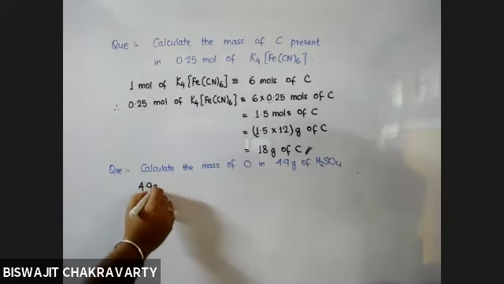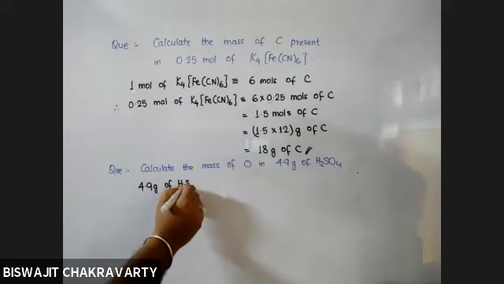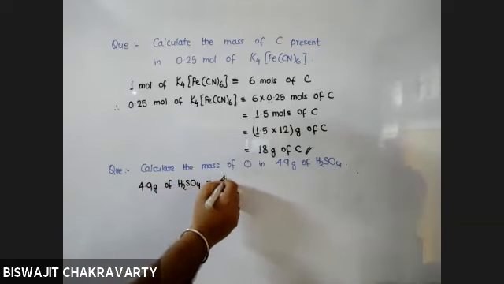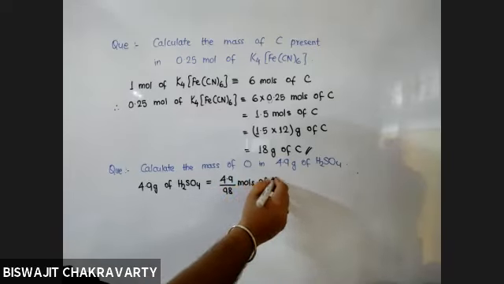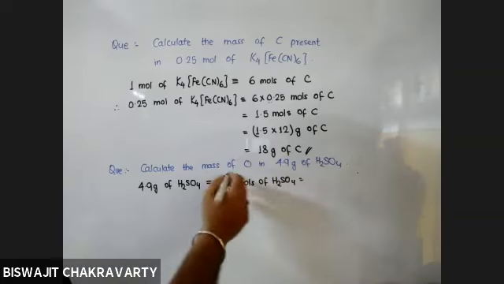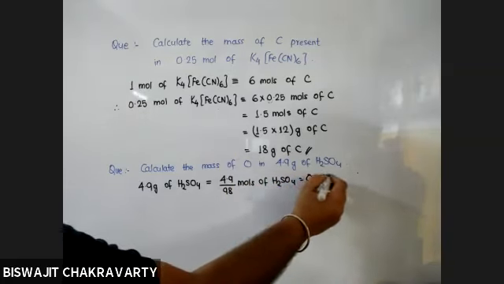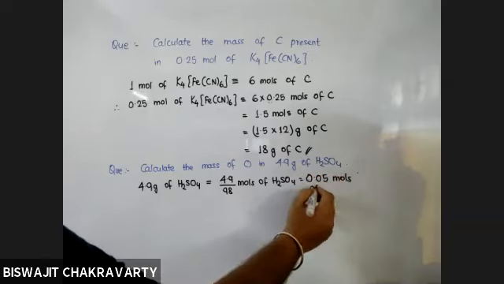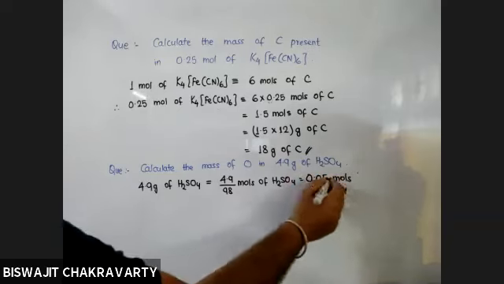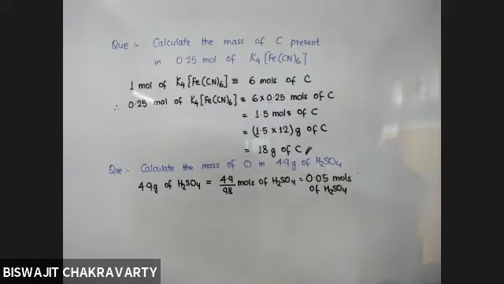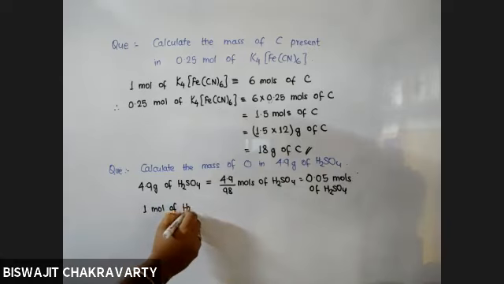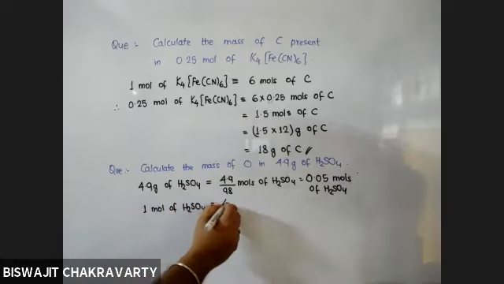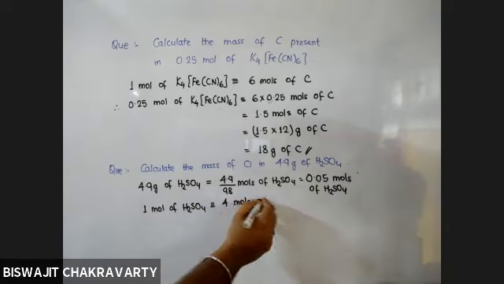Have you done 4.9 grams of H2SO4 is equal to 4.9 by 98 moles, which is I think 0.05 moles? Yes, sir. So first we have converted into moles. In the previous question, it was already given in moles, but here we have to first convert into moles. Now 1 mole of H2SO4 contains how many moles of oxygen? 4 moles of oxygen.